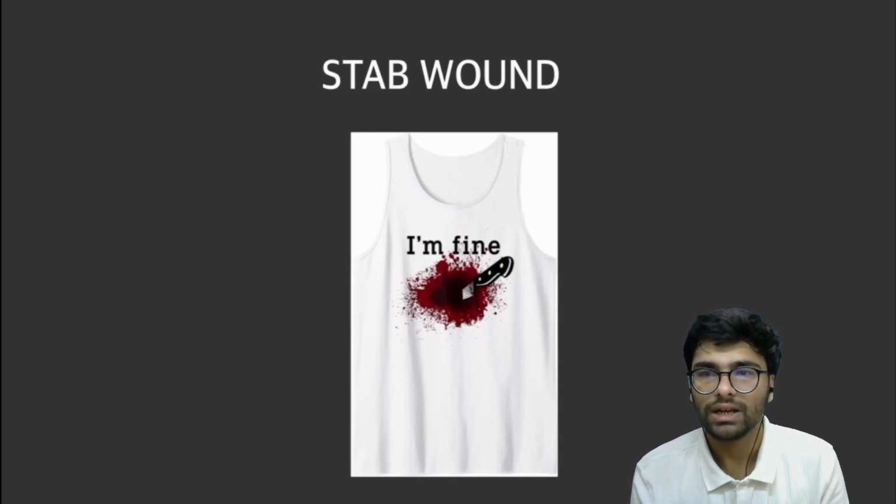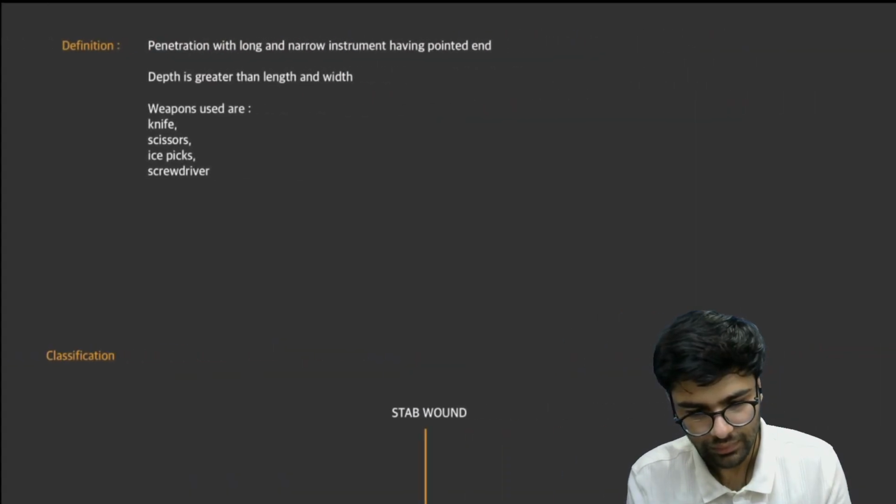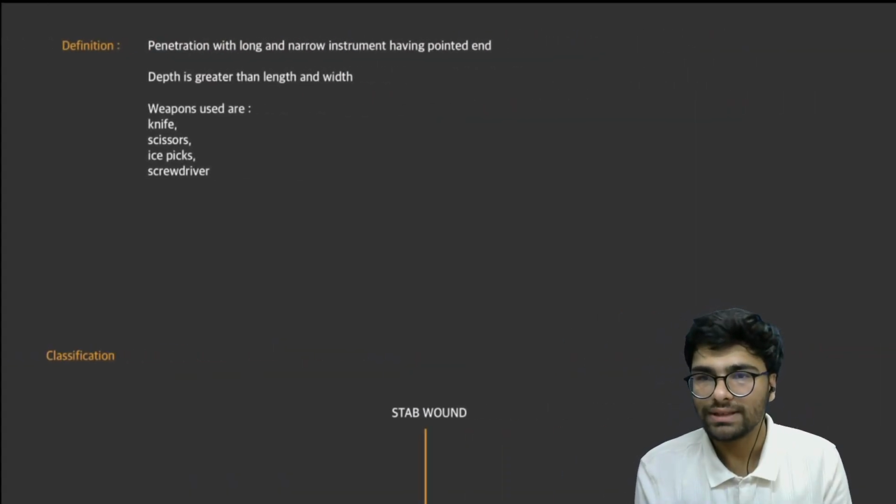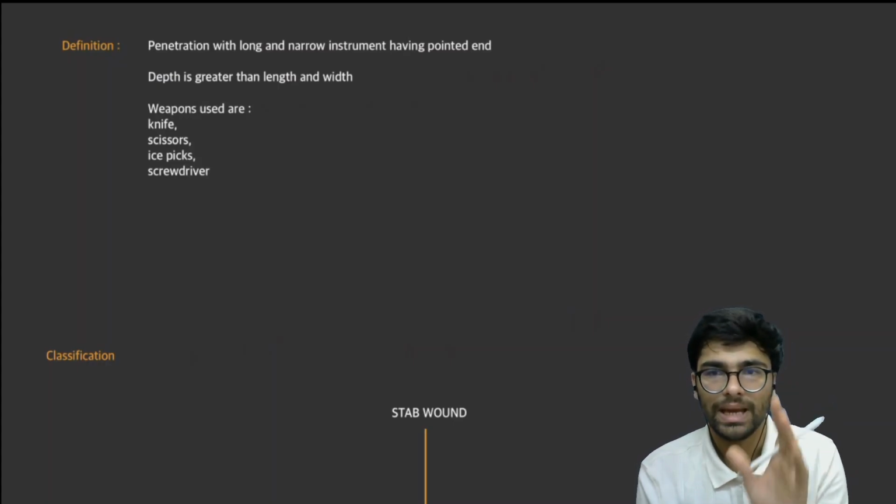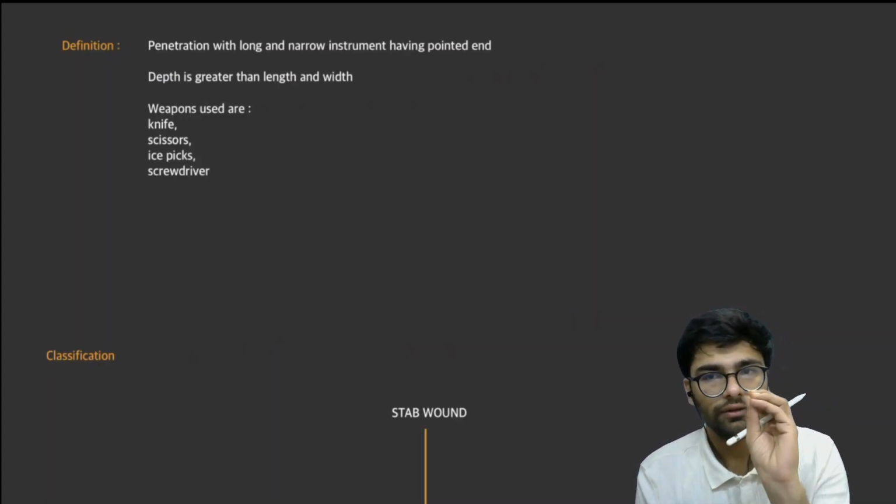So today we are starting with sharp force injury, and in that the first topic is stab wound injury. Okay, let us start stab wound injury. So before starting the lecture, let me tell you that we will be covering this whole short note, which is very important, the whole stab wound injury short note under 5 topics.